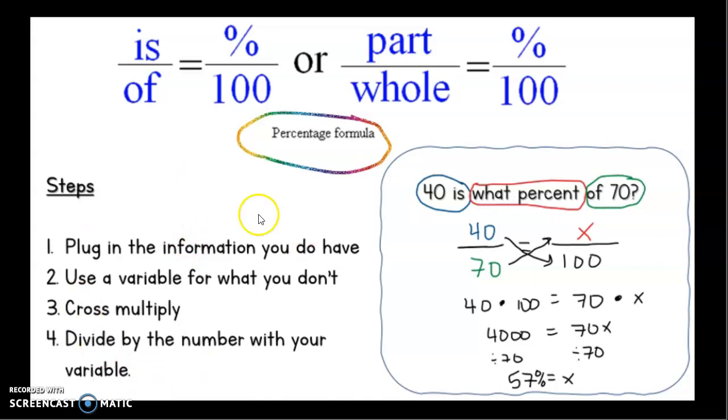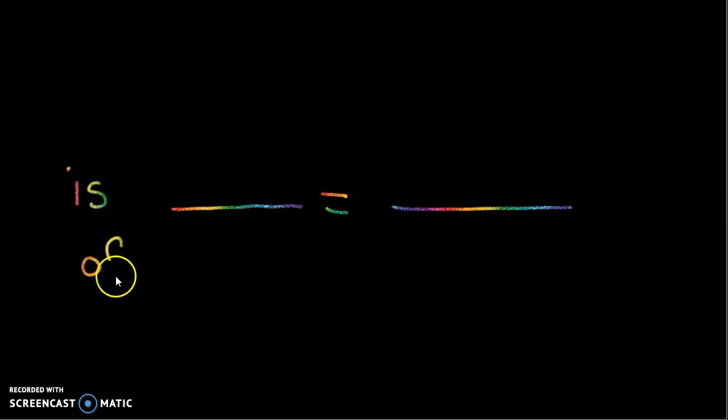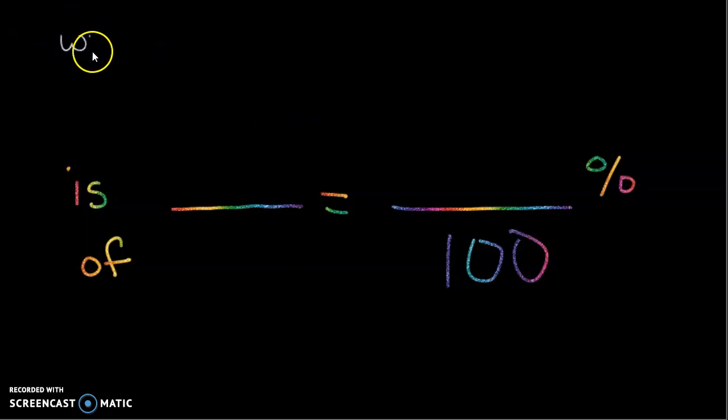And then these are the steps on how to use that formula, and I did an example over here on the right. So let's do some examples. No matter what, if you want to find a percentage of a number, we're just going to fill this in: is over of equals percent over 100. Just fill this in every single time, because it doesn't matter what we plug into there.